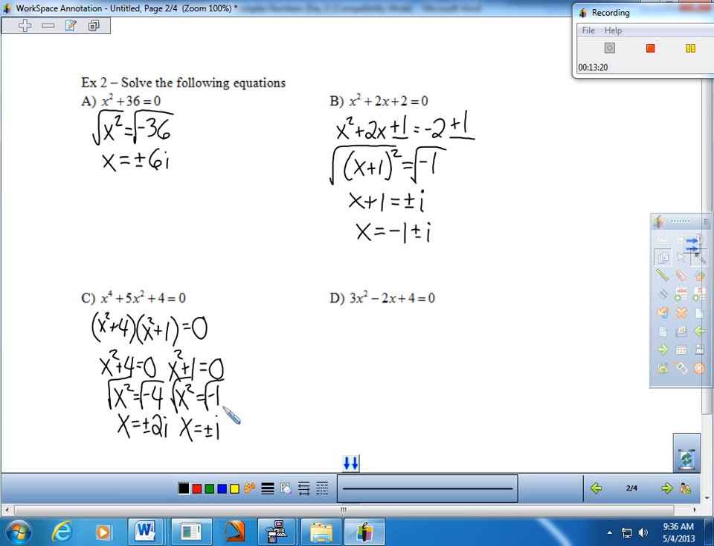You are more than welcome to grab a calculator. I won't waste our time with it, but if you want, grab a calculator, put any one of those 4 back in for x, perform those operations. Do you get 0? You bet.